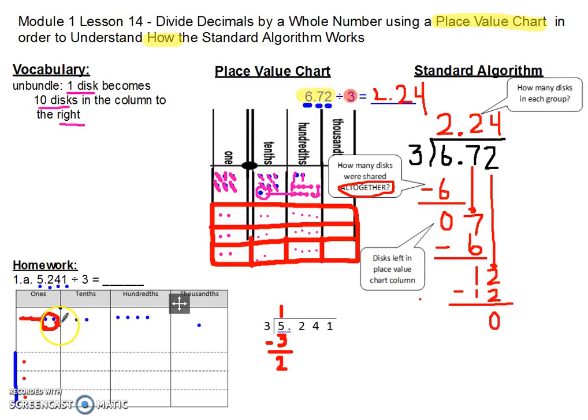And I will unbundle, so that 1 disc will become 10. And then my other disc will also become 10. So now if I go back to my standard algorithm and I drop down my 2, I should have 22 here and 22 discs in my tenths place, which I do. So now I can start sharing again. And I'm going to go by 3s just because it makes it easier. So there's 3, and I share those out.